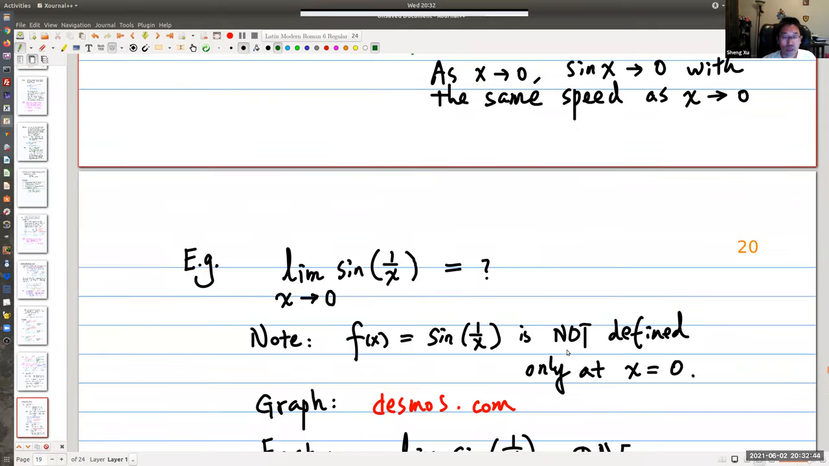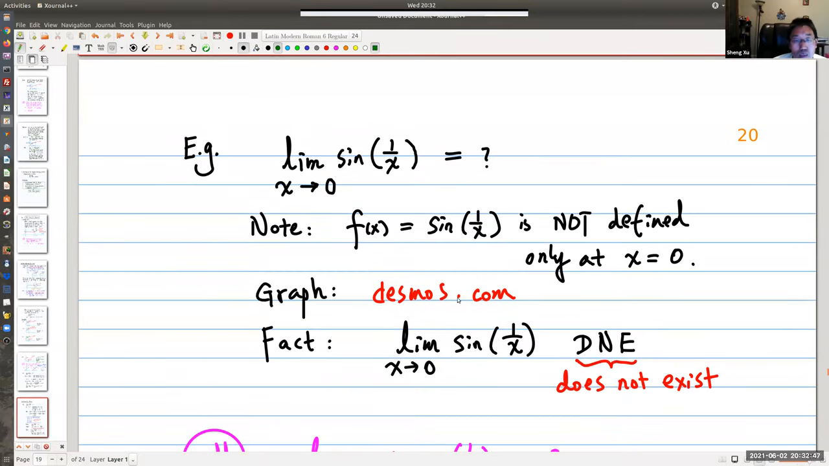Okay? Now, how about this guy? How about the limit of sine one over x? Let me ask you, is this function sine one over x defined at x equals zero? Yes or no? No, because it's one divided by zero, and you cannot divide by zero. So this function is not defined at zero.